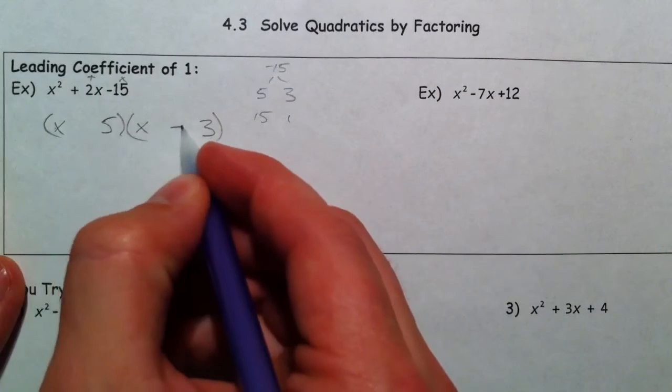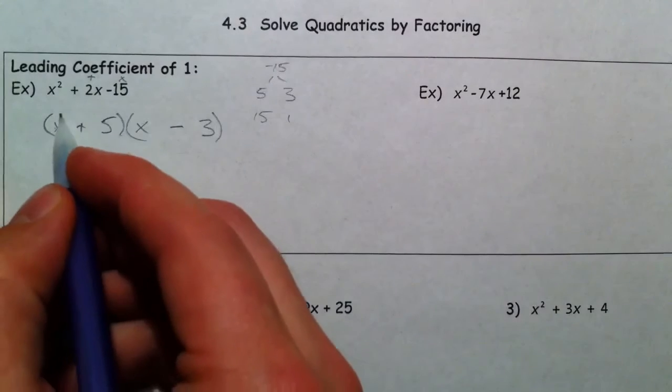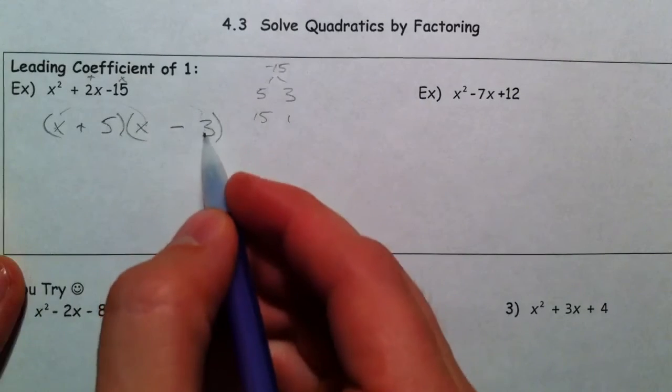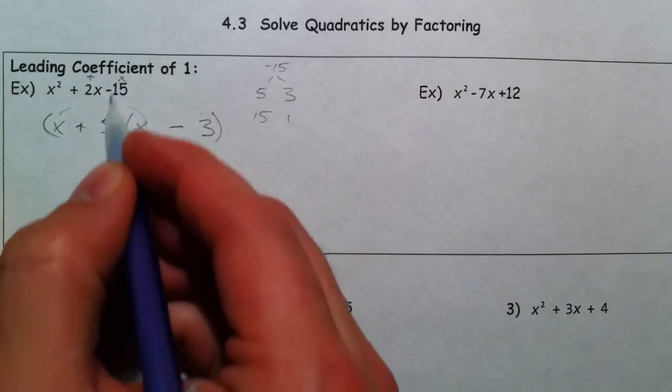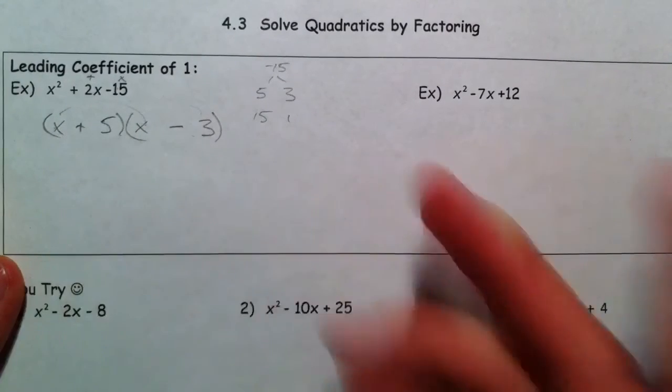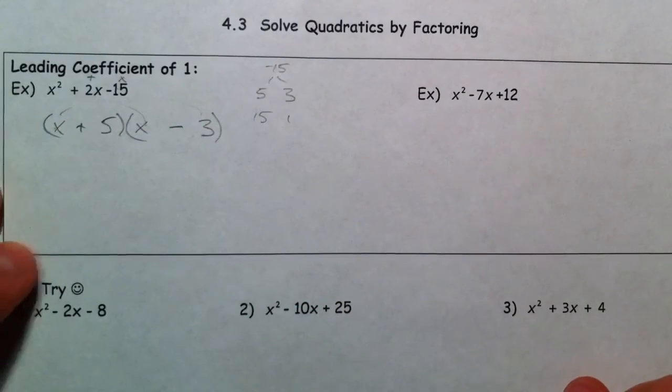And so if it's minus 3 and positive 5, what happens is you get x squared minus 3x plus 5x, and that gets your 2x, minus 15 when you get 5 times negative 3. And you can always double check your factoring by going back.